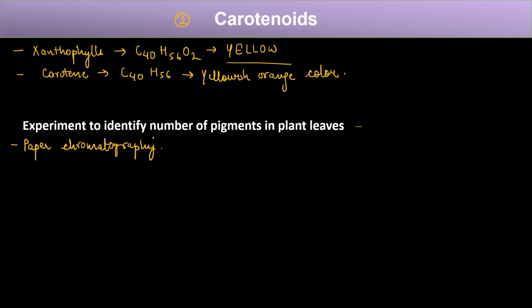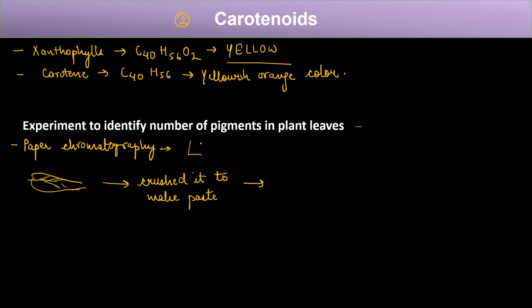So what happens in paper chromatography? It is a chromatographic technique which separates the various components of a compound based on different characters. In paper chromatography, it is based on their mobility. So here, what was done? The authors took a leaf structure and crushed it to make a paste.